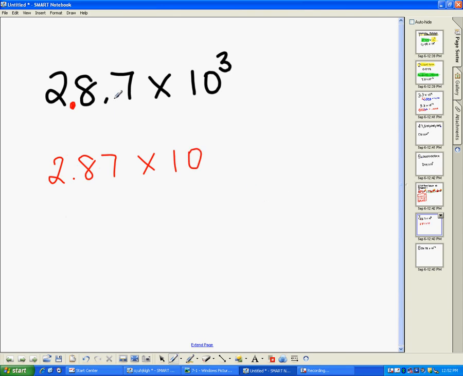Well, here's the deal. It was going to need to go 1, 2, 3 to the right. Well, now I've added on another one, so now it's going to have to go 4 to the right. So I'm going to change that exponent to a 4. Because I moved my decimal here, I'm going to have to add 1 to my exponent there.